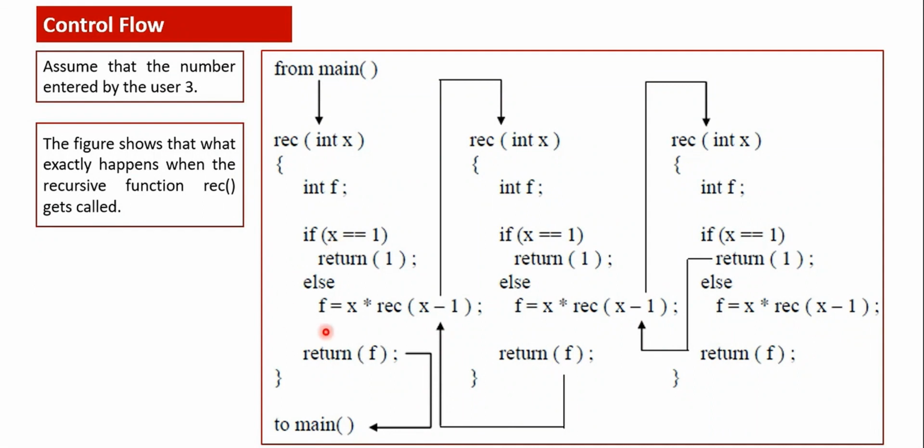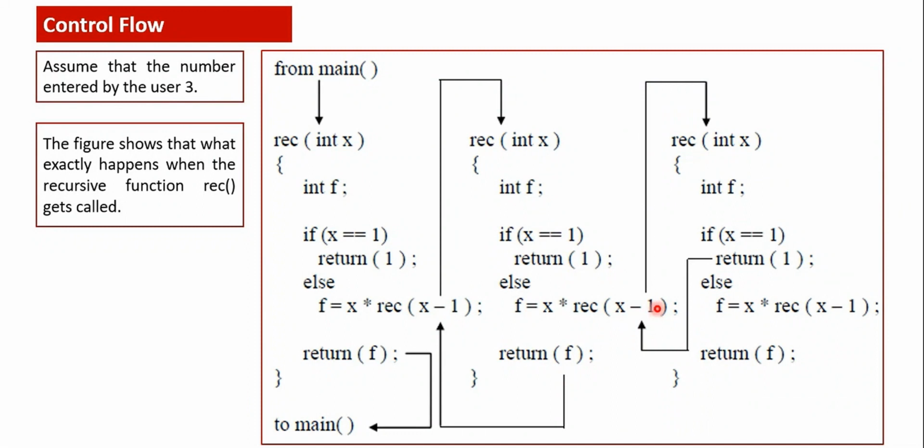Let's come to f equal to x multiplied by recursion of x minus 1. So f equal to x multiplied by recursion of 3 minus 1, which is recursion of 2. We have to see the value of this particular expression, so for that we have to get back to this function call. It just jumped again to the recursion function: recursion int x, and now x is equal to 2. Again it comes to the body of the function, and again this condition fails because x is not equal to 1. Jumps to the else part. So f equal to x multiplied by recursion of x minus 1. Here it is 2 minus 1, which is 1.